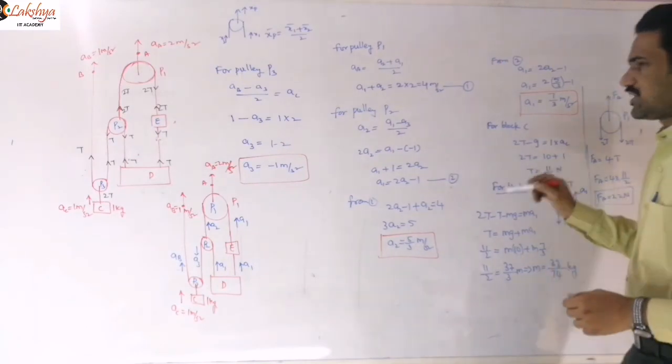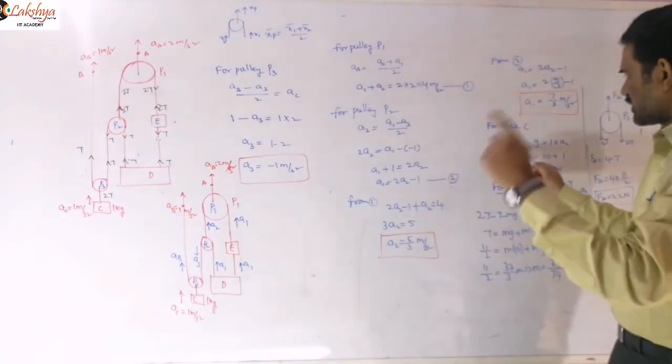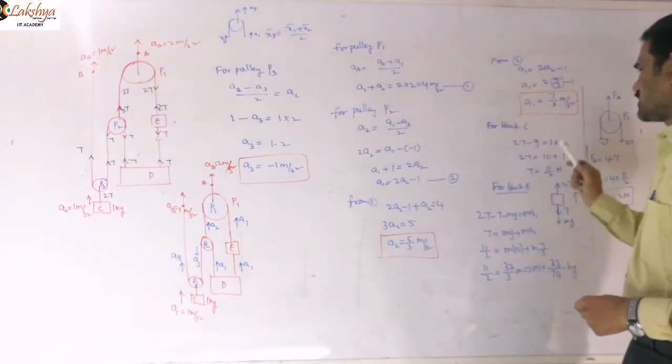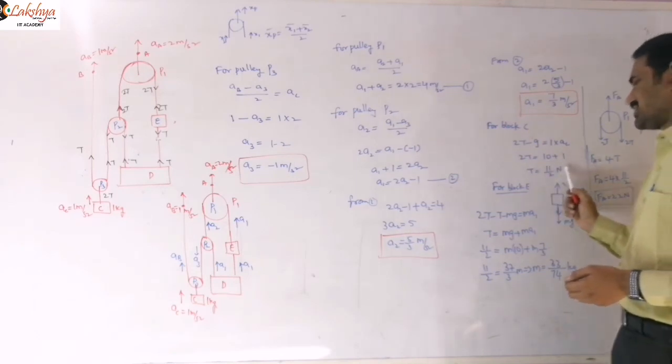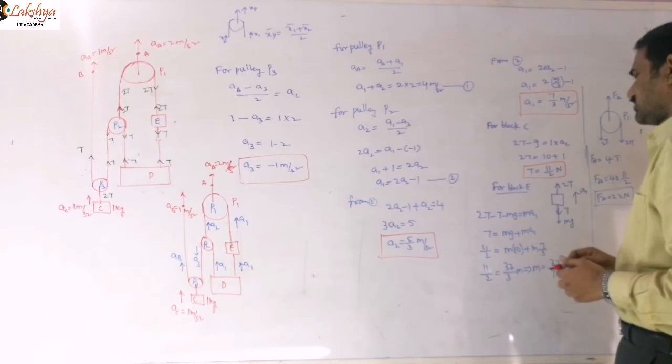Now for block C, I am writing here, for block C 2T will be acting upwards and 1G will be acting downwards, and it is accelerating upwards. 2T minus G is equal to 1 into AC, and from this we get the T value. The tension in the string is nothing but 11 by 2 newtons.